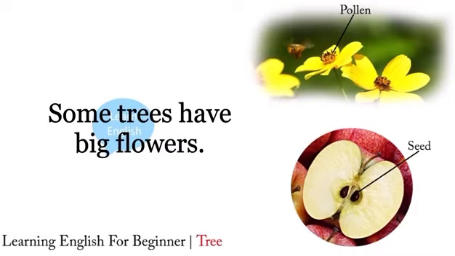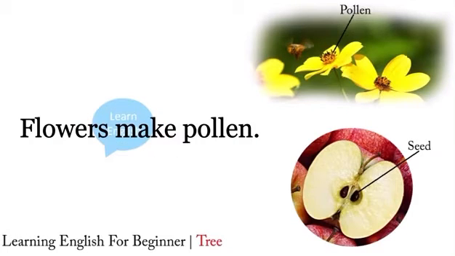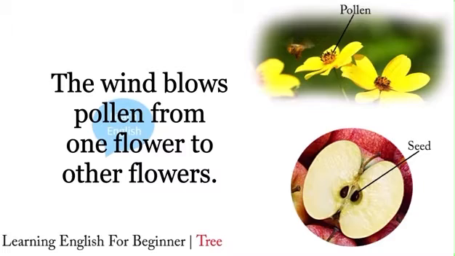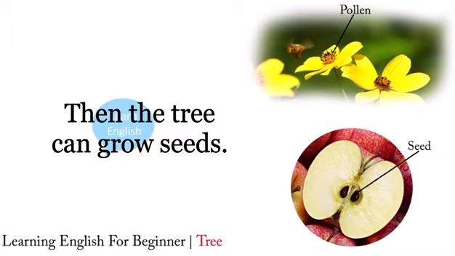Some trees have big flowers. Some trees have very little flowers. Flowers make pollen. The wind blows pollen from one flower to other flowers. Insects take pollen to other flowers too. Then the tree can grow seeds.